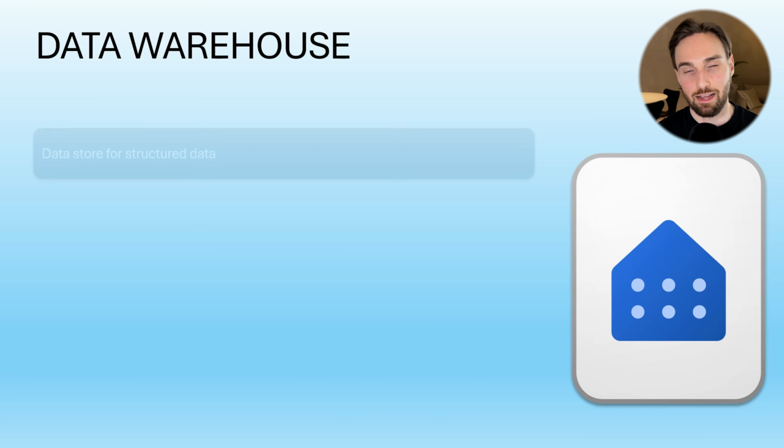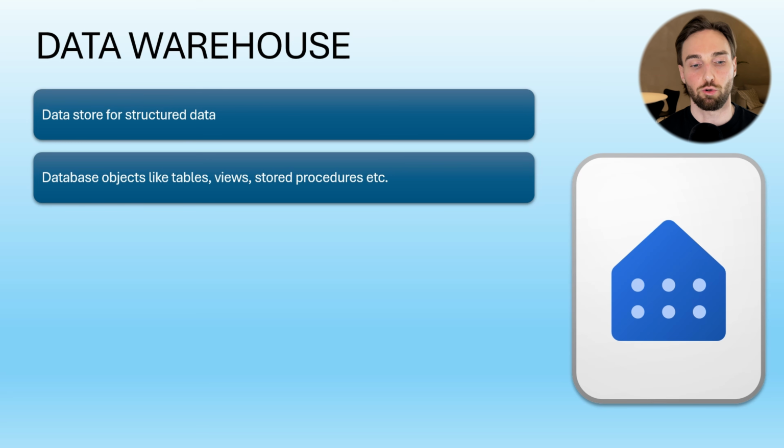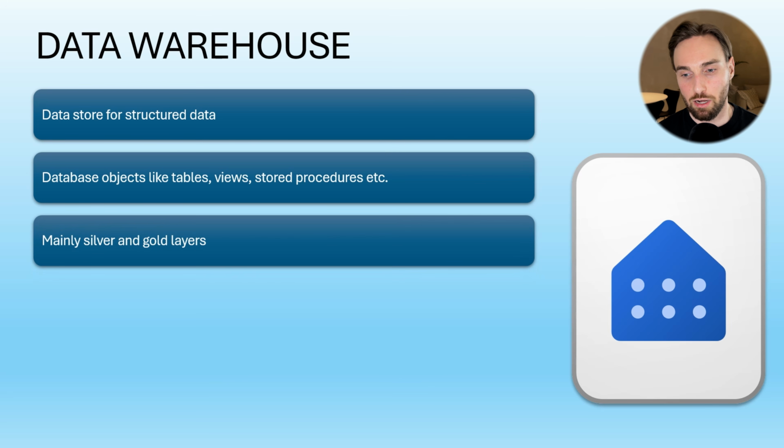Next, let's look at a few key points about this data store. Like I said, this is a data store for structured data, and in this data store you can find your familiar database objects like tables, views, stored procedures, and so on. Because this data store is for structured data, it is best suited for the silver and gold layers in the medallion architecture, which means that it's not well suited for the bronze layer, since that can store raw files or raw data in semi-structured or unstructured formats. However, Data Warehouse has better modeling capabilities than Lakehouse, and that's why, in my opinion, it is more suitable for the gold layer than Lakehouse in some use cases.